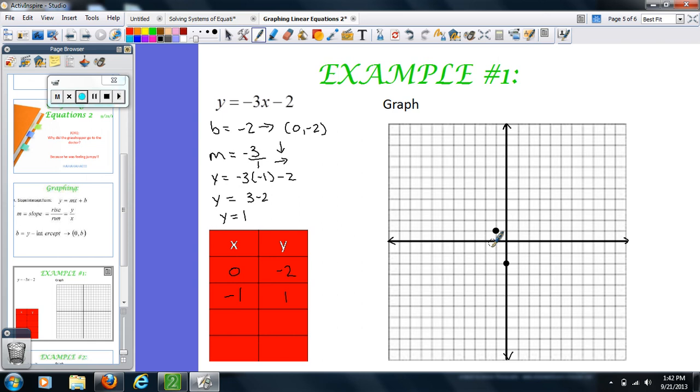Oh, this is going to be a little bit bigger. Alright, so now I'm going to start here. I'm going to go down 3, 1, 2, 3, and I'm going to go right 1. And I'm going to put my point right there. That gives me a point.